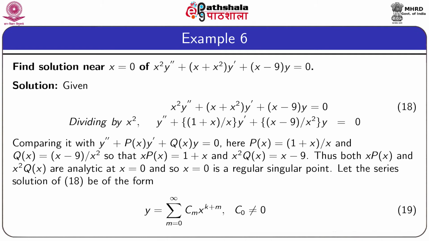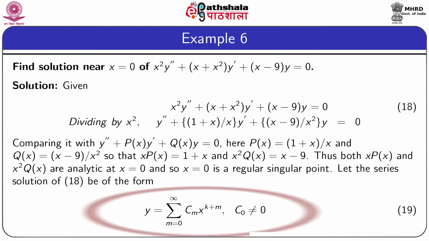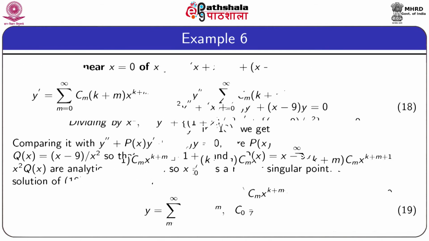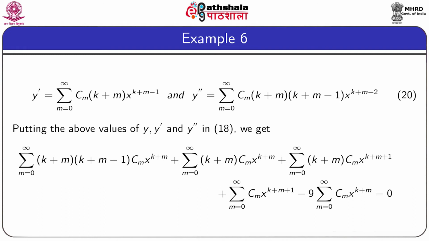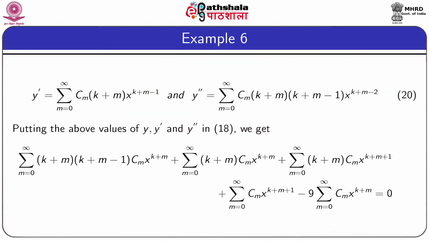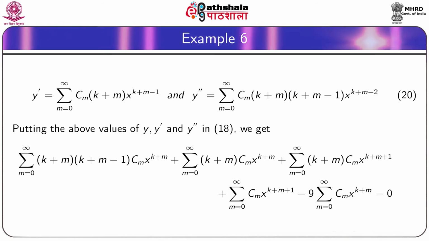Let the series solution of equation 18 be of the form y equal to summation m equal to 0 to infinity c_m x to the power k plus m, where we assume c_0 not equal to 0. We differentiate twice to get y dash equal to summation m equal to 0 to infinity c_m (k plus m) x to the power k plus m minus 1, and y double dash is equal to summation m equal to 0 to infinity c_m (k plus m)(k plus m minus 1) x to the power k plus m minus 2.